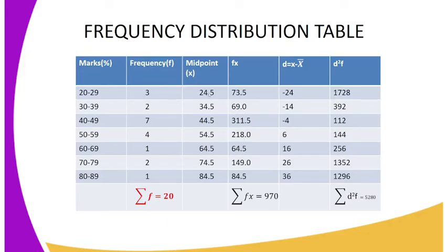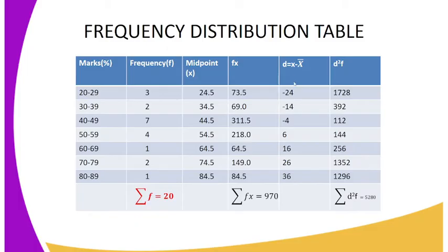And therefore after getting 24.5, in order for you to calculate the rest very fast, you should be adding a class interval of 10, and therefore you add 10 in each case until you get 84.5 as the last midpoint. Then from there you take the midpoint, you multiply it by the frequency for each and every data here, and you fill the fx column.